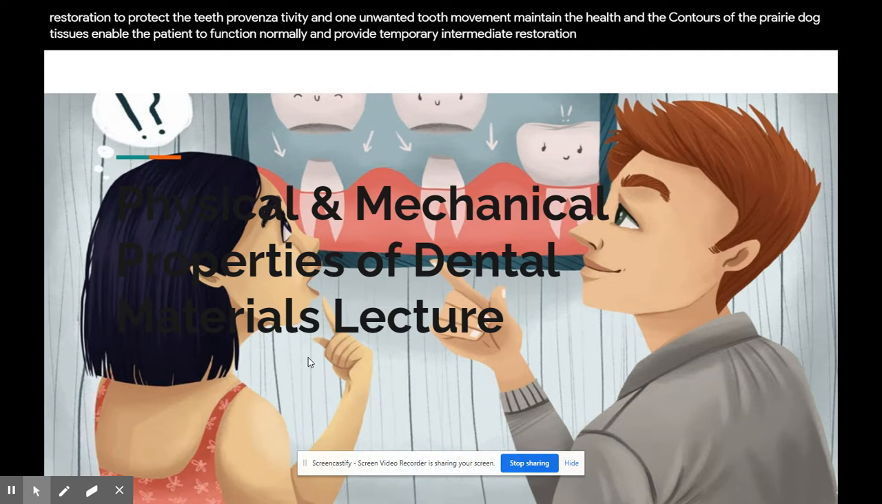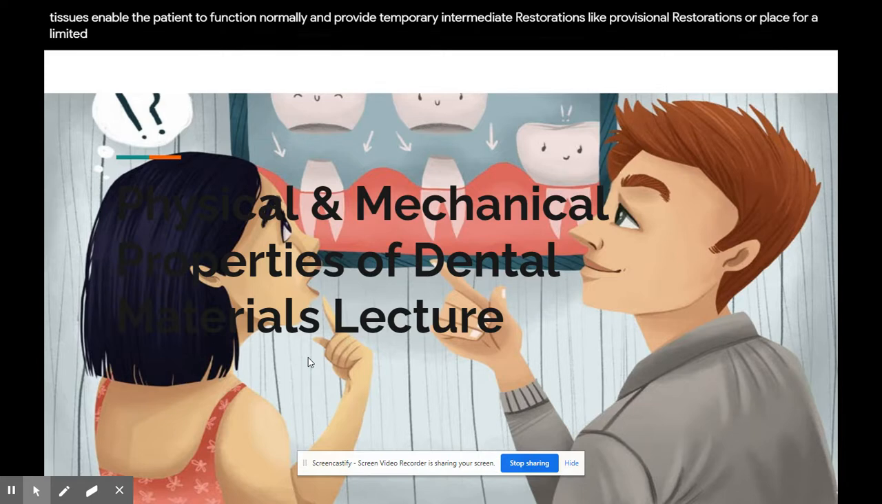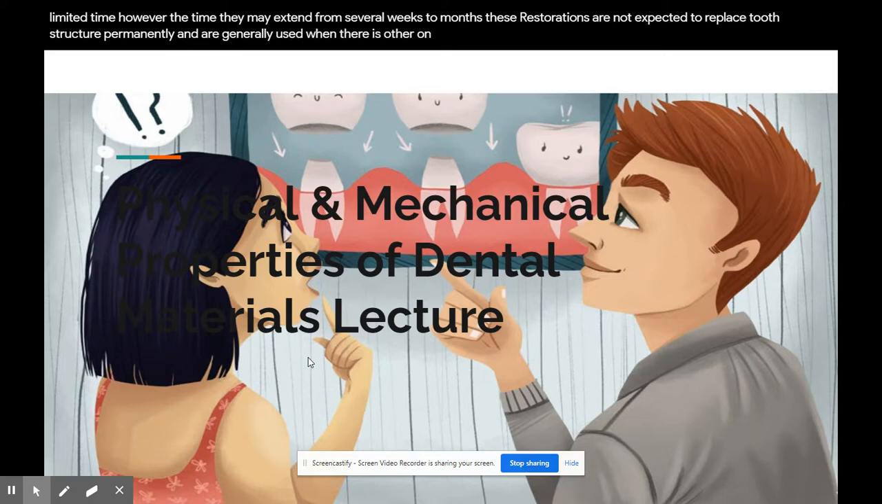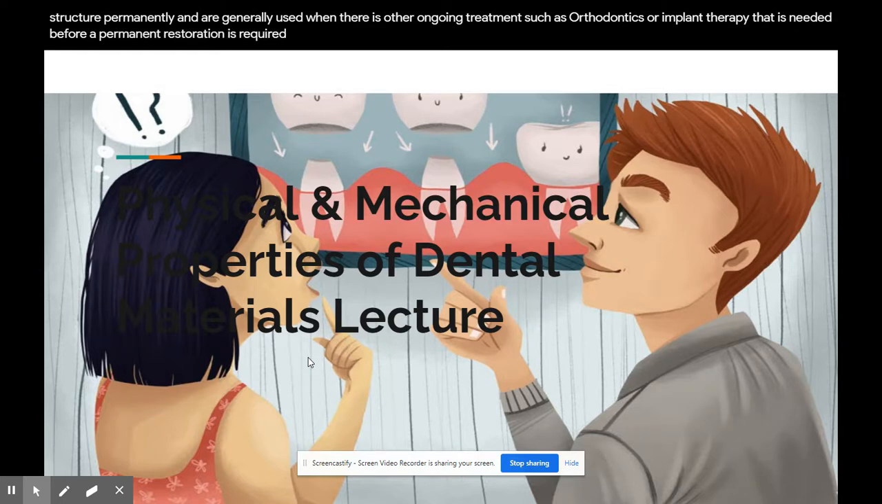Intermediate restorations, like provisional restorations, are placed for a limited time. However, the time may extend from several weeks to months. These restorations are not expected to replace tooth structure permanently and are generally used when there is other ongoing treatment, such as orthodontics or implant therapy, that is needed before a permanent restoration is required.